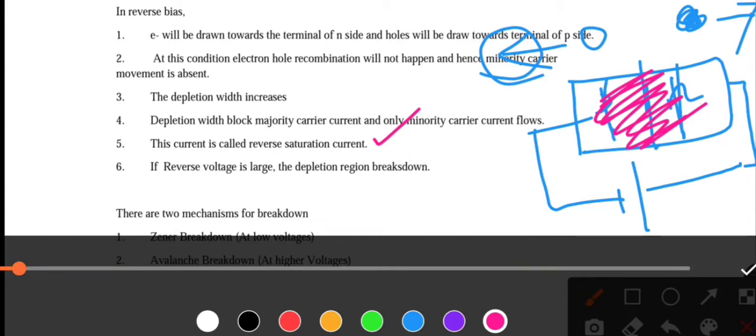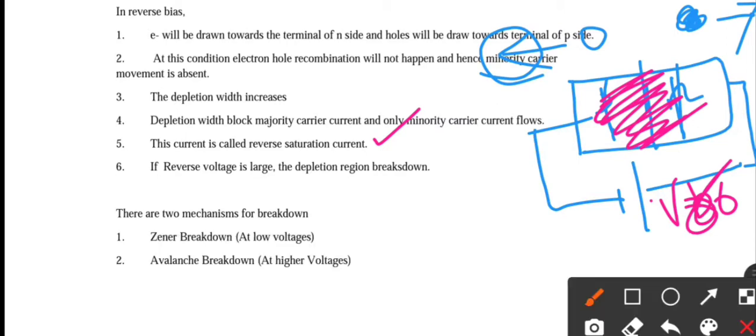If the reverse voltage is large, the depletion region breaks down. If this reverse voltage which we are giving, VBR or simply VR, is very large, then the depletion region breakdown will happen. So in order to protect the PN junction from damage, we connect an external resistance in the circuit.